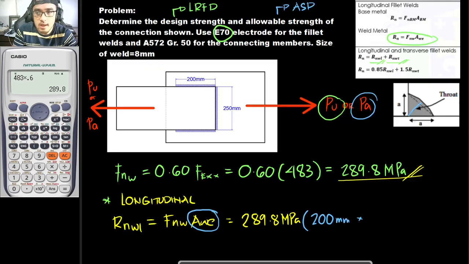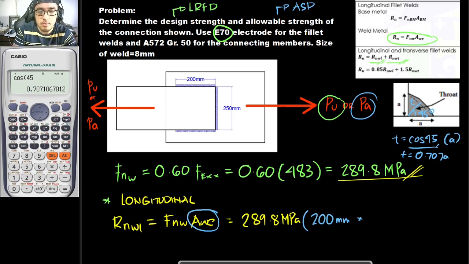So once again, this has an angle of 45 degrees, and for us to get the length of the throat, the throat is equal to cosine 45 times A, or A cosine 45. And cosine 45, if you would be putting this to your calculator, it is equal to 0.707. So to prove it, cosine 45, that is to be 0.707. So 0.707A. So that is for the throat.